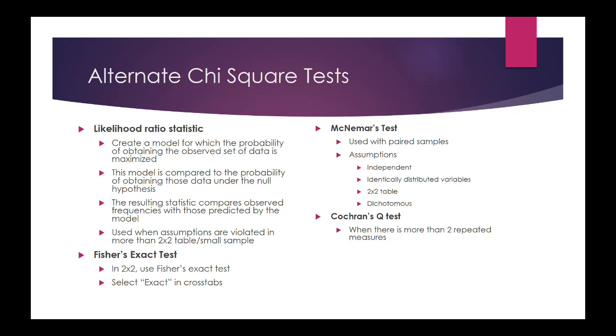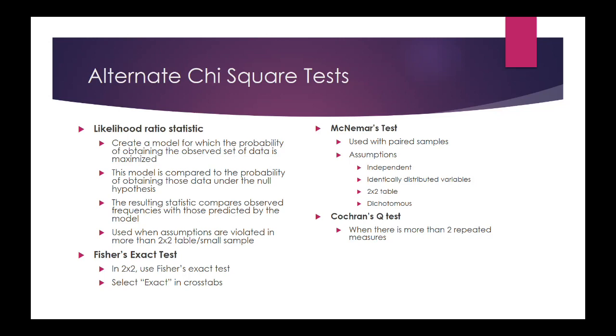It then creates a new statistic, and that statistic is looking at the observed model that the chi-square test made versus the expected model that the chi-square test made, and seeing if those are statistically associated. This is most often used when you violate assumptions of a more than 2x2 table. We'll go over the assumptions in a second. If you do not violate the assumptions, go ahead and just run the chi-square as normal. But if you do violate, run the likelihood ratio instead, as well as if you have a pretty small sample size. Sample size is a big deal with chi-square.